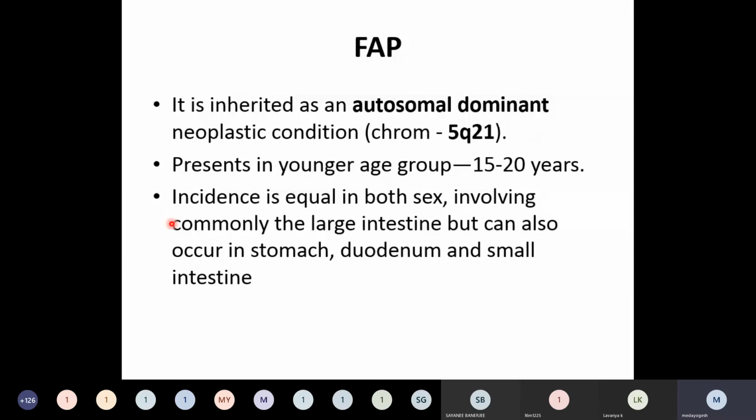You might have studied in your pathology books that it is usually inherited as an autosomal dominant neoplastic condition, and the APC gene is situated in the short arm of chromosome 5. It usually presents in a younger age group, around 15 to 20 years, and incidence is equal in both males and females. It commonly involves the colon, but it can also occur in the stomach, duodenum, and small intestine. So it doesn't mean that if the colon is removed, a patient cannot have polyps elsewhere. It can occur in other sites as well. Especially the duodenal adenomas are known to turn into duodenal malignancy.